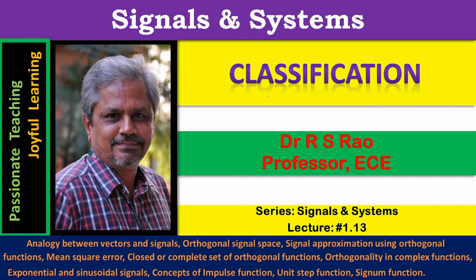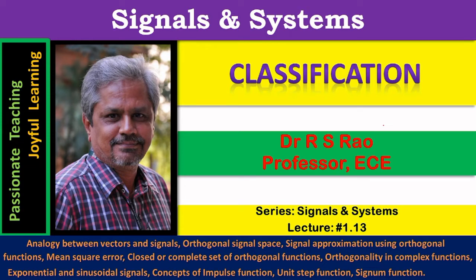Signals and Systems Classification Series on Signals and Systems, Lecture number 1.13. Signal is a vehicle. Signal is a carriage. Signal is used to transport information from one point to another point in communication systems. In the present session, our focus is on various classifications of signals.